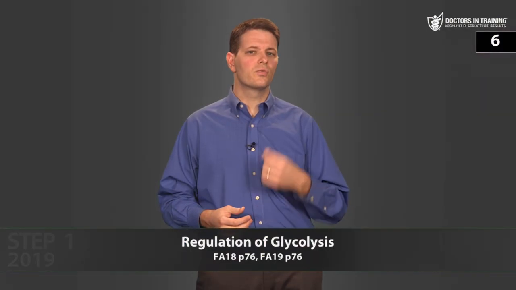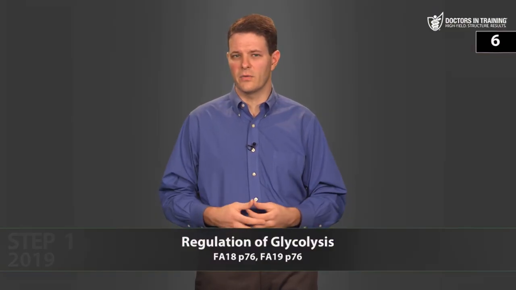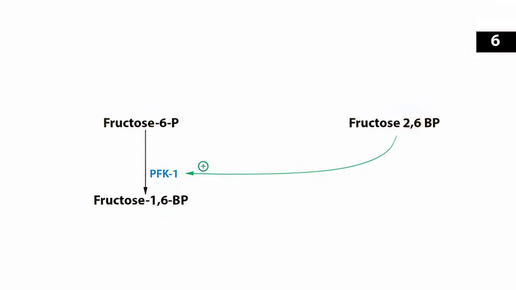Let's talk about how our bodies regulate this complicated glycolysis pathway. We saw earlier that fructose 2,6-bisphosphate was one of the things that can stimulate PFK1 and thus stimulate the glycolysis pathway. Well, where does fructose 2,6-bisphosphate come from? Fructose 6-phosphate can either be converted to fructose 1,6-bisphosphate by PFK1, which is the normal glycolytic pathway, or fructose 6-phosphate can be converted to fructose 2,6-bisphosphate by an enzyme called PFK2. Not PFK1, but PFK2.